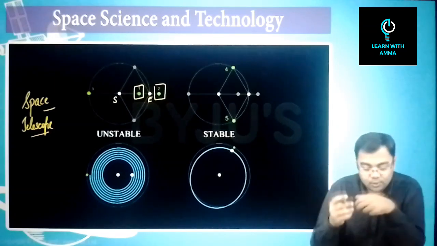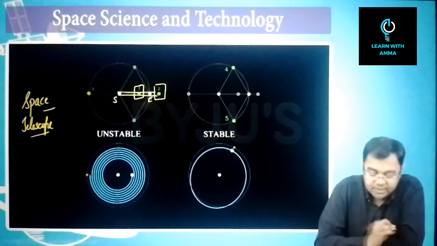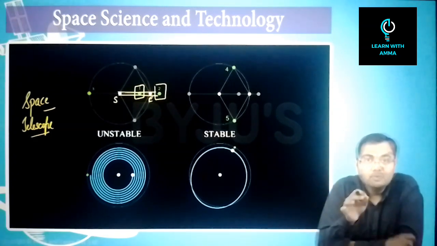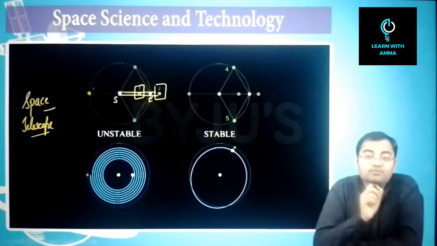Why? Because L2 is behind the earth, correct? It is in the shadow region of the earth. So that's why anything that has been placed at L2 will be shielded from the sun. It will never see the sun. So that's why L2 is very significant.